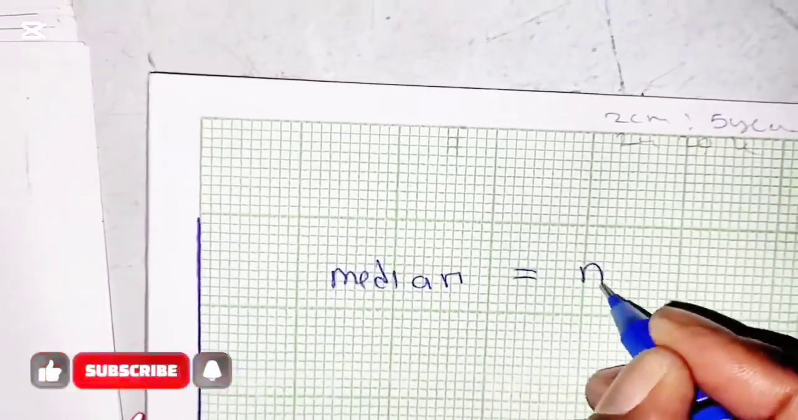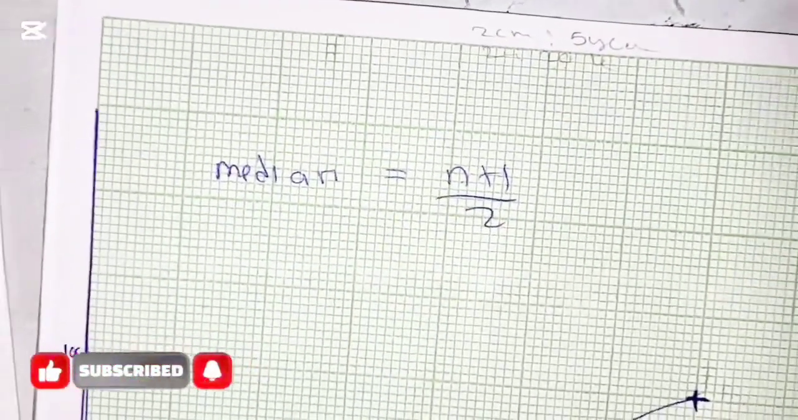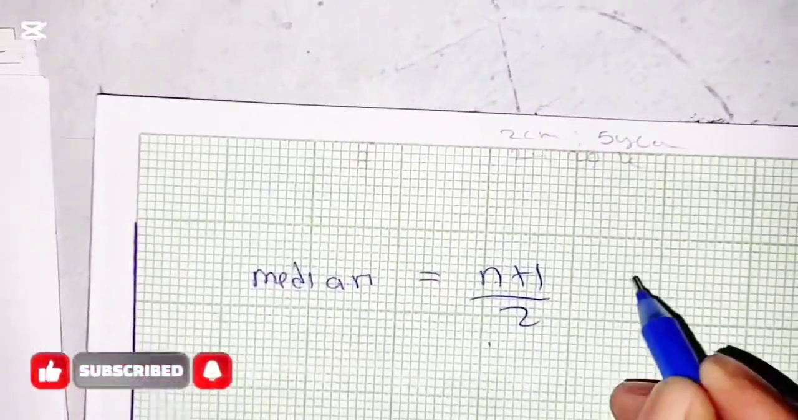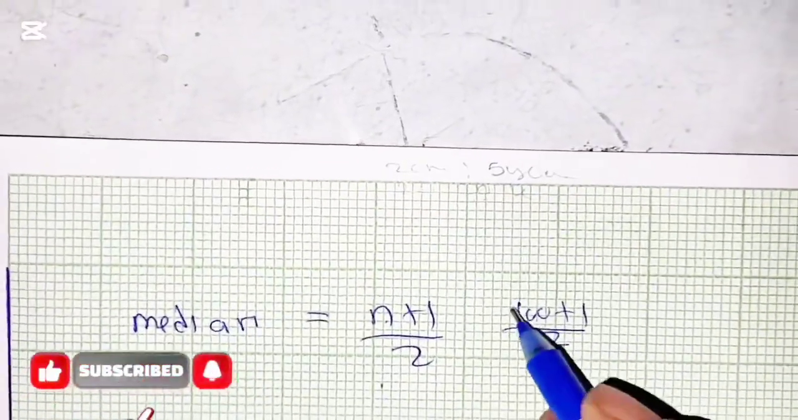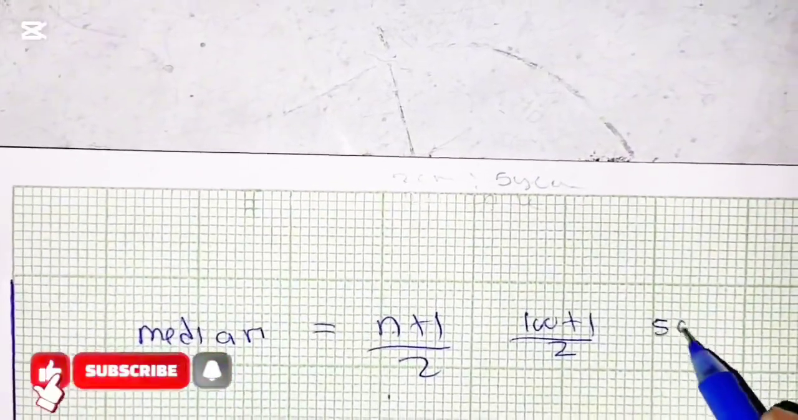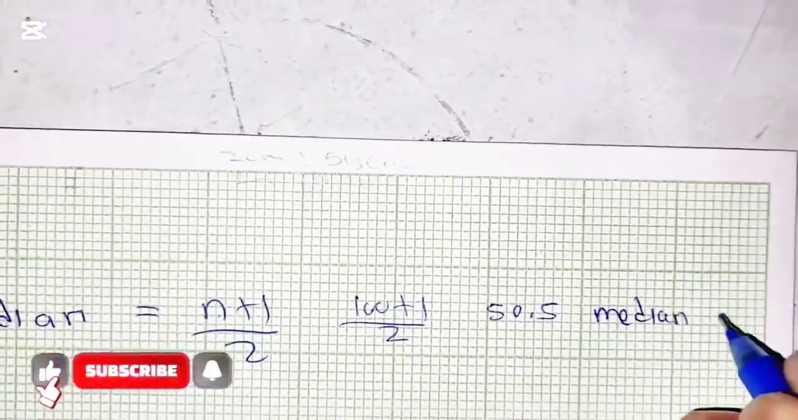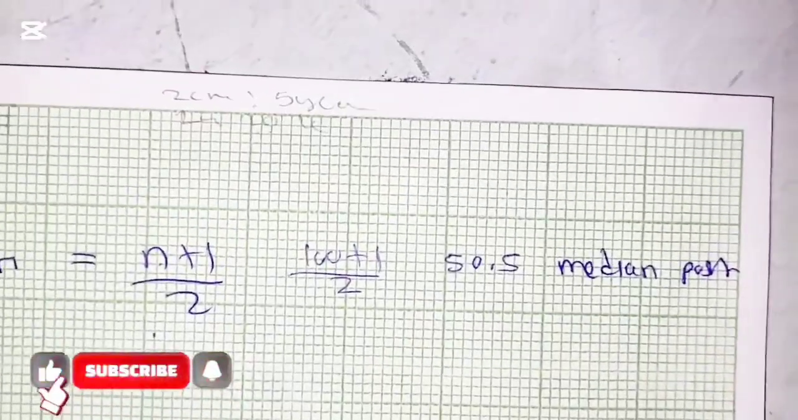Okay, so median is equals to what? N plus 1 divided by 2. N is for the total number, right? So the total number of the survey is 100. Plus 1, divided by 2. 100 plus 1 is 101, divided by 2, get 50.5. So this one, guys, is not the answer. It's the median position. Okay?